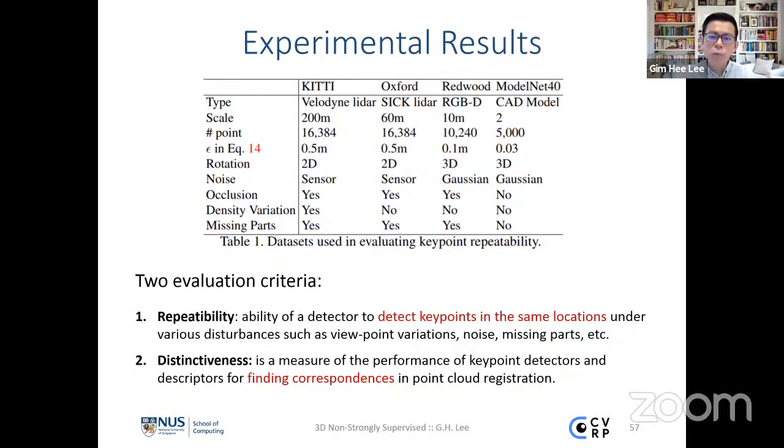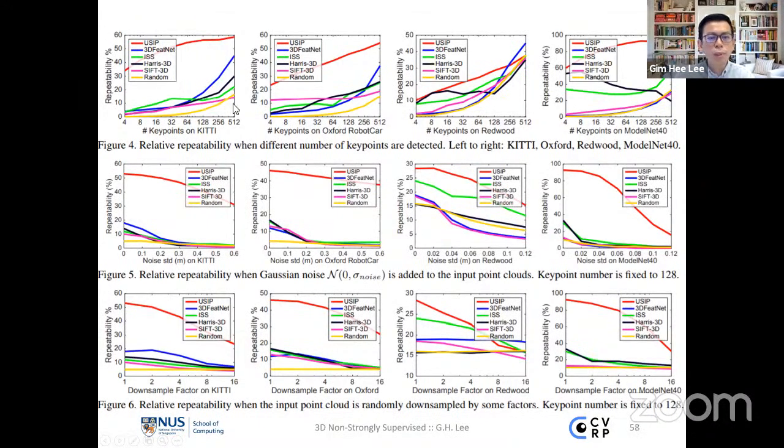Here are some experimental results that we have performed on 4 open source datasets: KITTI, Oxford, Redwood, as well as the ModelNet40 dataset. We evaluate on 2 criteria: the repeatability as well as the distinctiveness of the key points. Here are some plots on the 4 datasets, and we can see that our USIP significantly outperforms all the existing techniques, including 3DFeatNet, on all these 4 datasets.